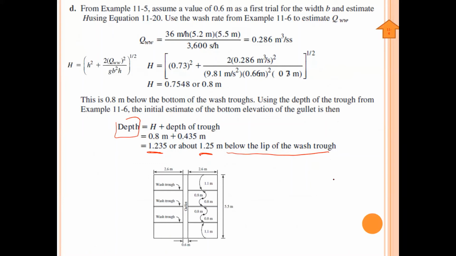So this is the wash trough and this is the bottom. So we can have this is the lip. This total is 1.25, and here this will be H, capital H, this is 0.8 meter.